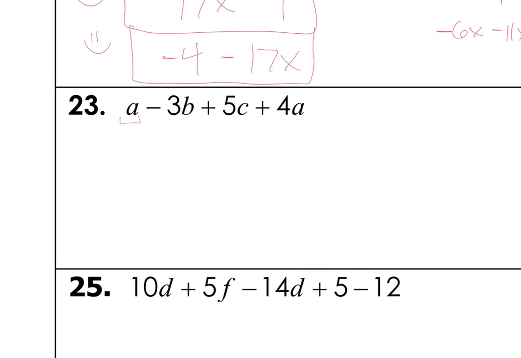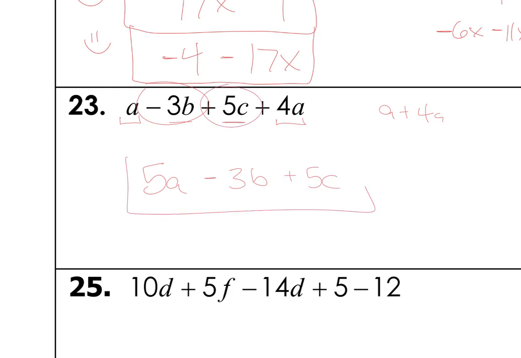Here we go. A minus 3b. Well, that's not A. Plus 5c. Well, that's not A. 4a. So we have A plus 4a. That's 5a. He doesn't have any friends. There are no other B's here. He doesn't have any friends. There are no other C's here. We're done.